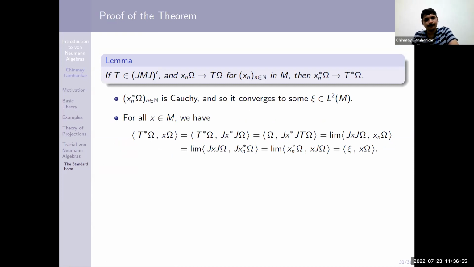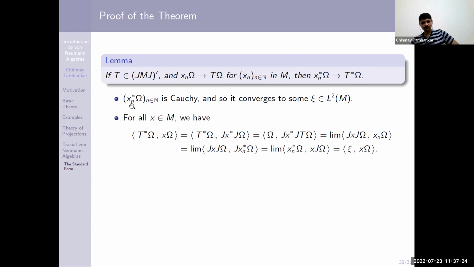So the first lemma says that if T is in the commutant of J M J, then consider this vector T omega. Since M omega is dense in L2 M, we get some sequence x_n omega converging to T omega. So take x_n omega to be any such sequence. Then what we get is that x_n star omega converges to T star omega.